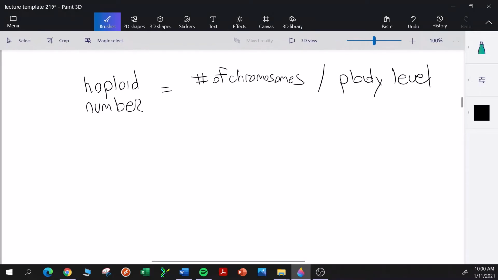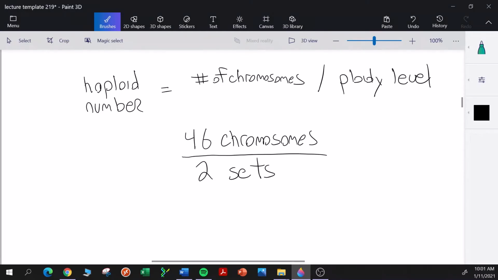So let's use this equation to figure out the haploid number of a typical diploid human cell. We know, probably from high school, and definitely if you watch the videos in lecture 1, that the standard diploid human cell has 46 chromosomes. So diploid, that's 2 sets of chromosomes. So 46 divided by 2, the haploid number for a standard human cell is 23. So 23 chromosomes per set.